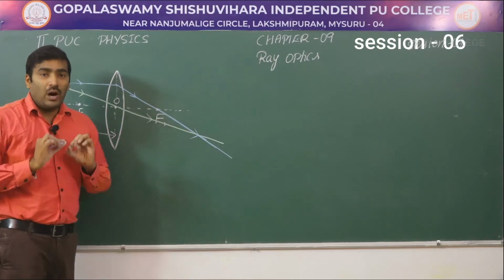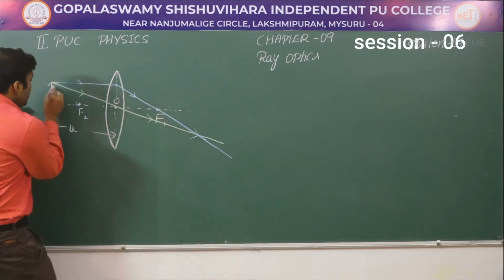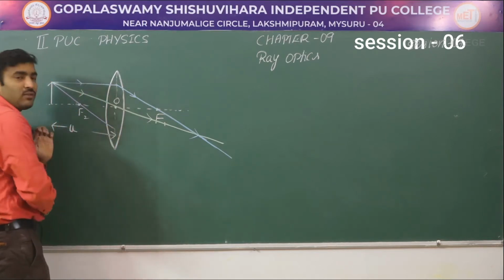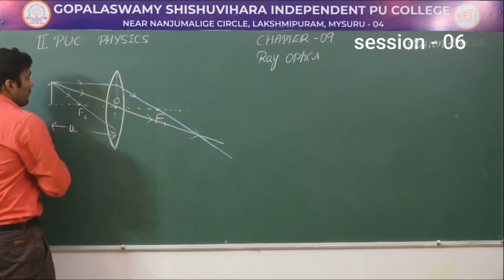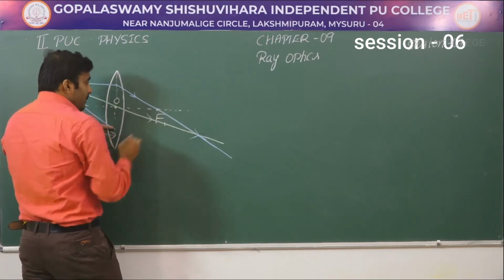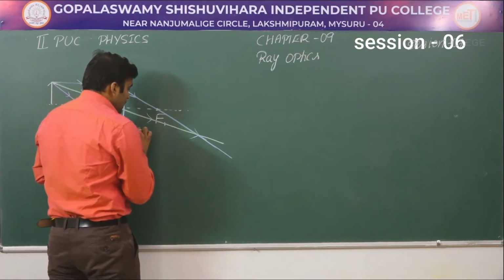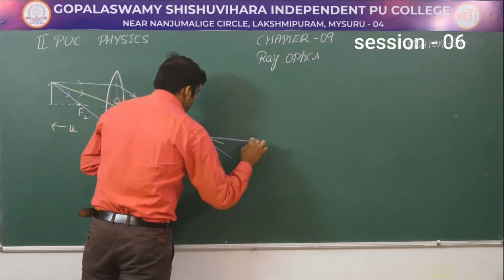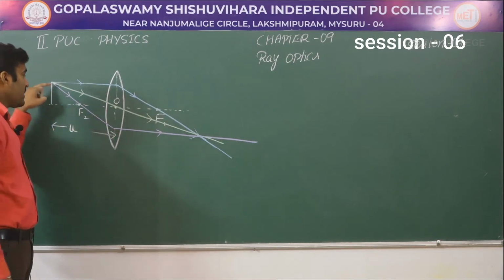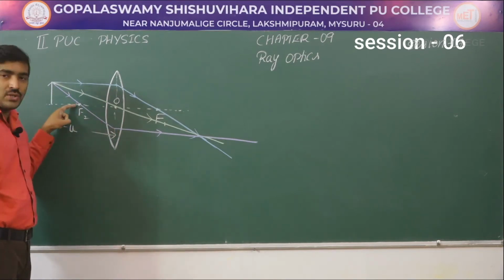Next we will consider one more incident ray. That ray is incident along this focus, and after refraction this ray passes parallel to the principal axis. So let us write this. This is the direction of the refracted ray which is incident along the focus.